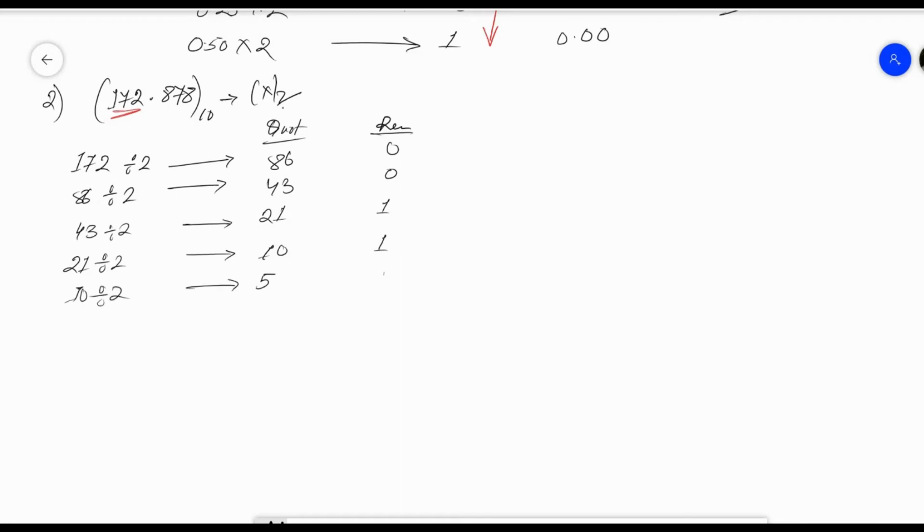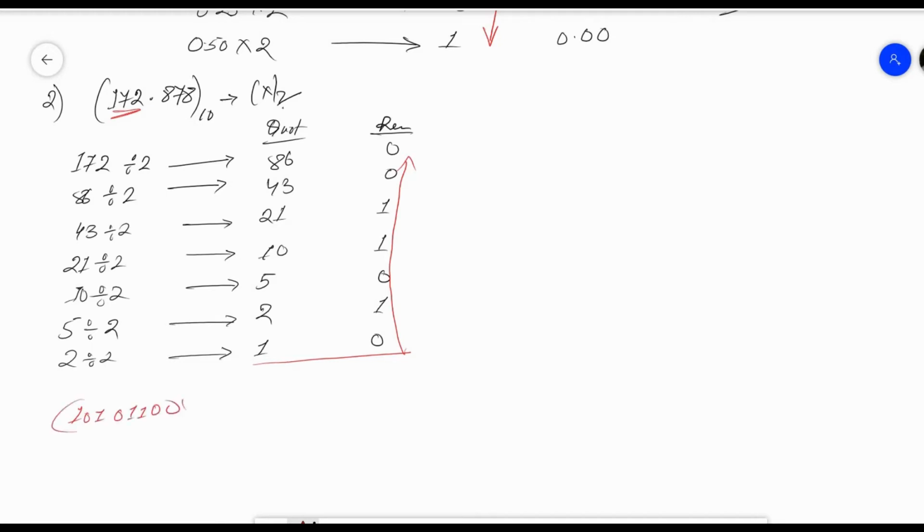And we continue it again, so we have no remainder here. 5 divided by 2 is 2 with 1 remainder, and 2 divided by 2 is quotient 1 and no remainder. So like the previous one, we'll move from here, sorry for that, we'll move from here to here up, so we get 1 0 1 0 1 1 0 0 for the whole part.